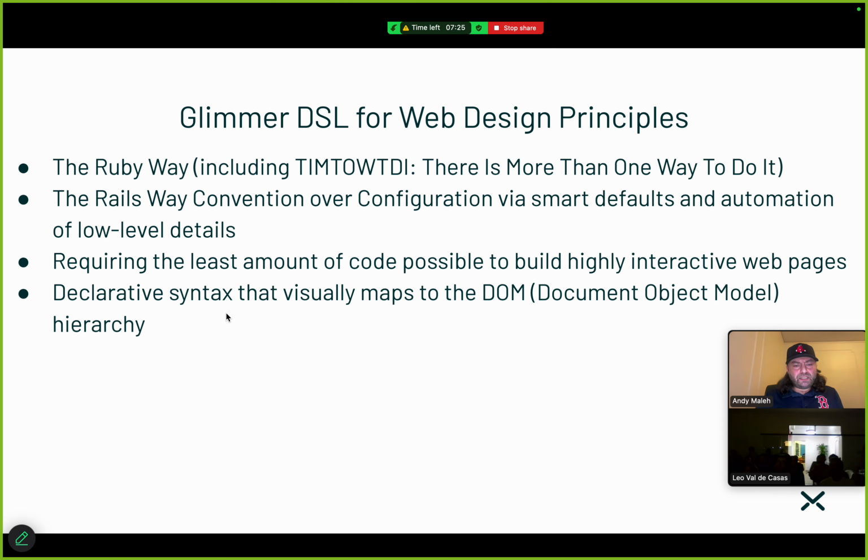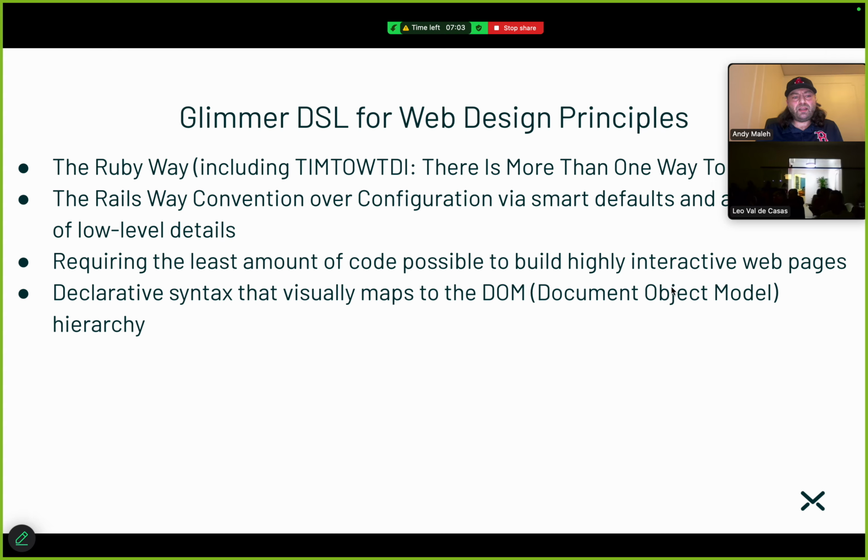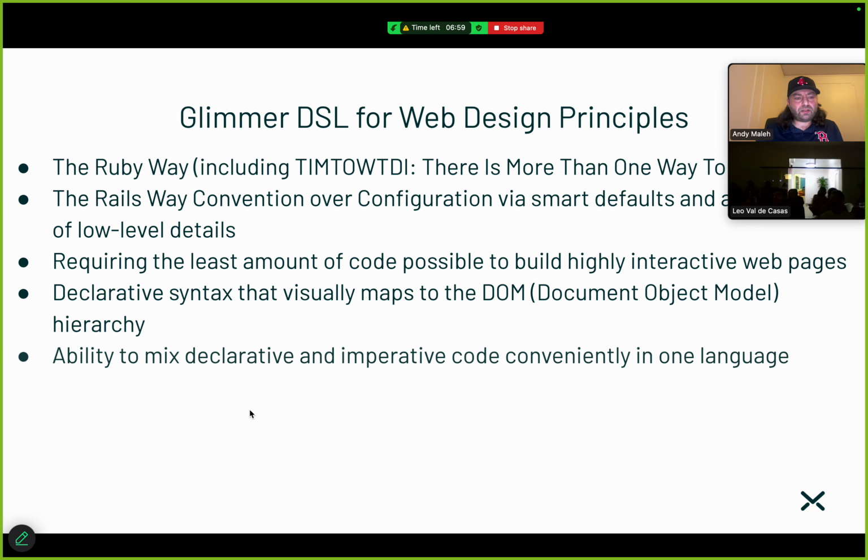Next is declarative syntax that visually maps to the DOM. I already showed examples of that. By the way, libraries like React, they claim to be declarative, but in the end, they tell you to write render. You have to say render, which is imperative. So they're kind of lying to you. It's not exactly fully declarative if you're saying render. Whereas here, it is truly declarative in Ruby, using Ruby DSLs.